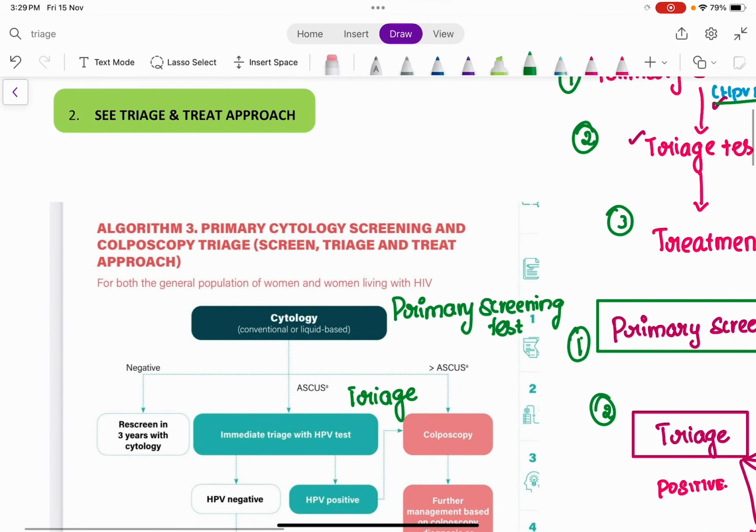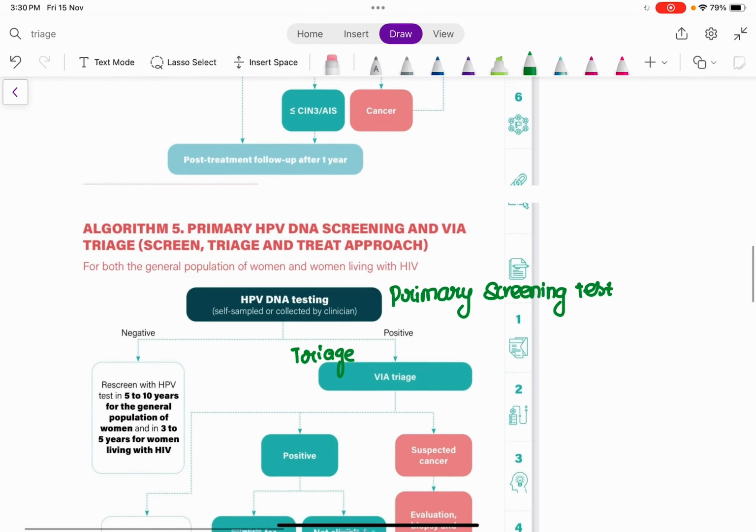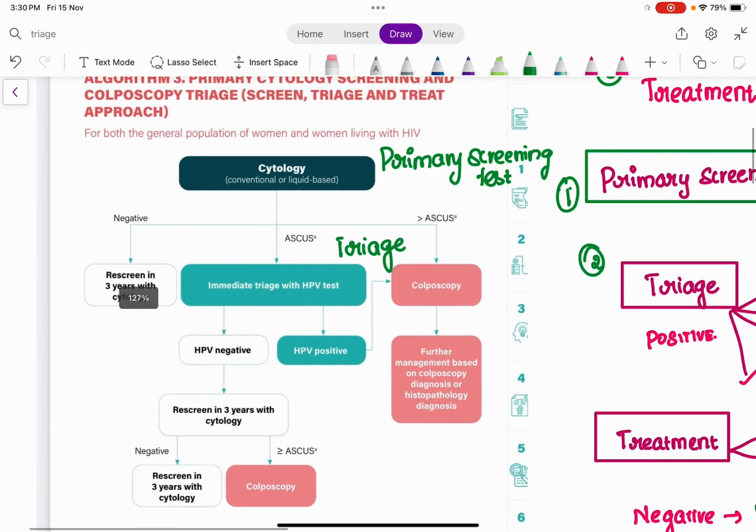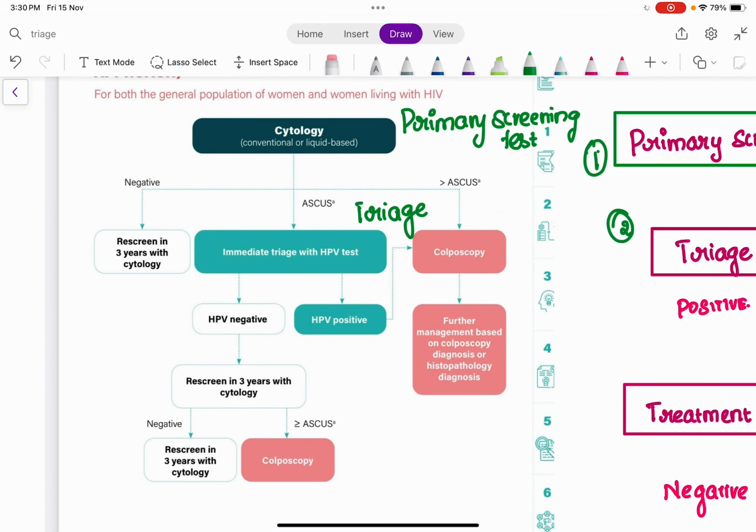Okay. So now let's go inside the algorithms which have been proposed on the website of WHO for the see, triage and treat approach. As we have discussed, the see, triage and treat approach has a primary screening test followed by a triage test. So what is the primary screening test? We know that there are two primary screening tests. One is the pap smear, and the other is HPV DNA testing, where HPV DNA testing is preferred over the pap smear as a primary screening test in the see, triage and treat approach.